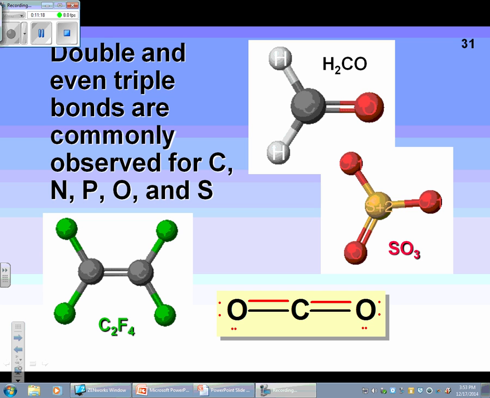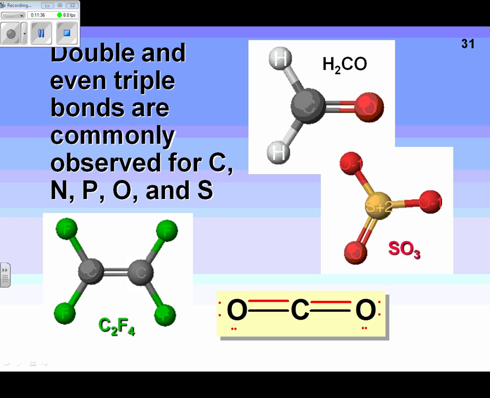Double and triple bonds, so those multiple covalent bonds, are commonly observed for carbon, nitrogen, phosphorus, oxygen, and sulfur. So if you see any of those in a formula, you just want to be suspect that there may be a multiple bond there. And you can remember CNOPS. I don't know. Those are the ones that multiple bond.